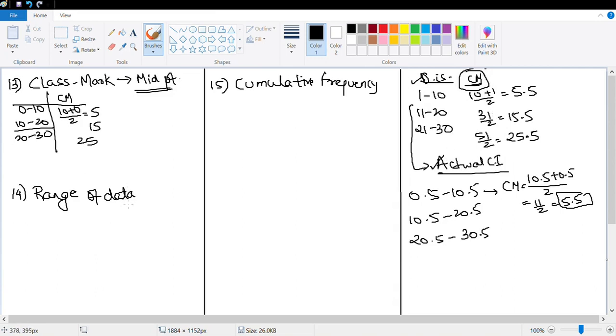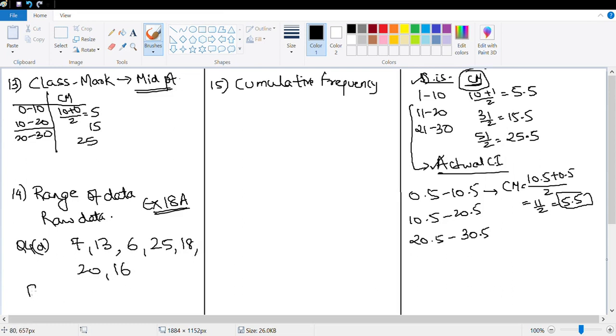Now range of data. A range of data is basically for raw data where you need to figure out what the range is. So what does range mean? The lowest data point and the highest data point, that's my range. So let's look at question 4D. For a minute, this is exercise 18A. Why am I starting here? Well, this is just one point, so I want to look at this data, which is range of data. The data given is 7, 13, 6, 25, 18, 20 and 16. I need to calculate the range.